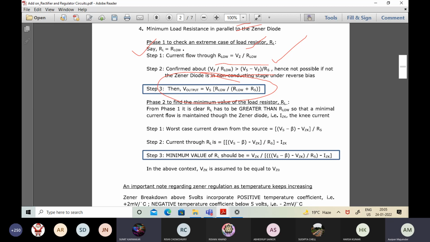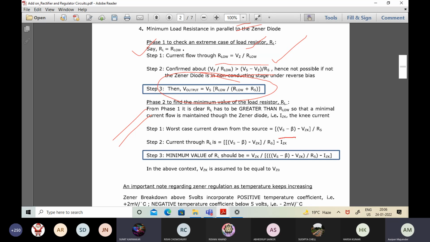So how do you find the minimum value? From phase 1, it is clear that RL has to be greater than R low, so that a minimum current flow is maintained through the Zener diode, IZK, the knee current. That has to be ascertained. That is the minimum level of current IZK that has to flow through the Zener. Otherwise, it will come to phase 1. We do not want this operation in phase 1. We want the operation in phase 2 and higher, definitely not in phase 1, if we are in the regulation scenario. So when we talk about the knee current, what is the worst case current?